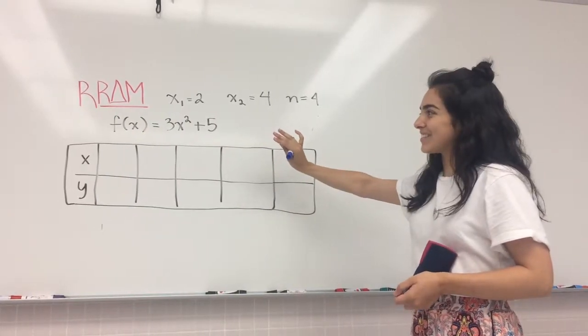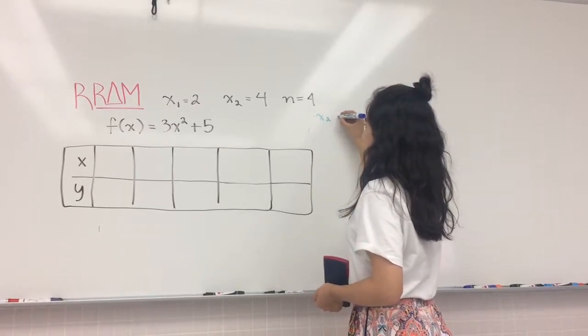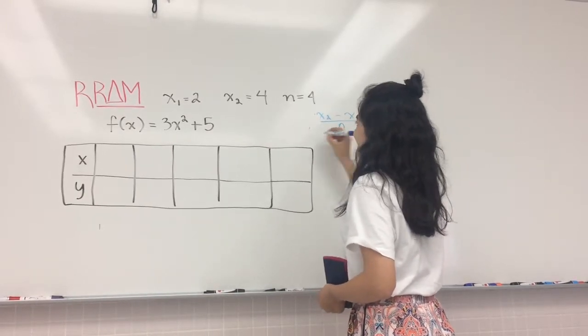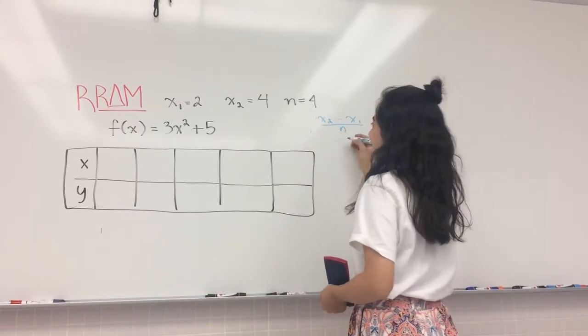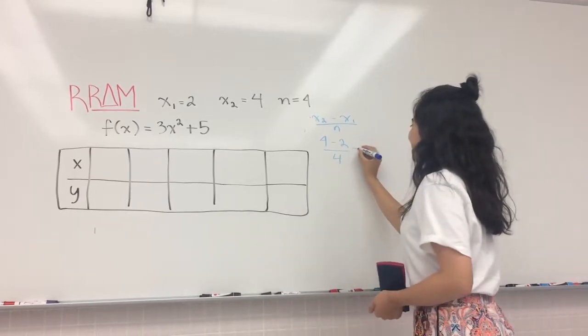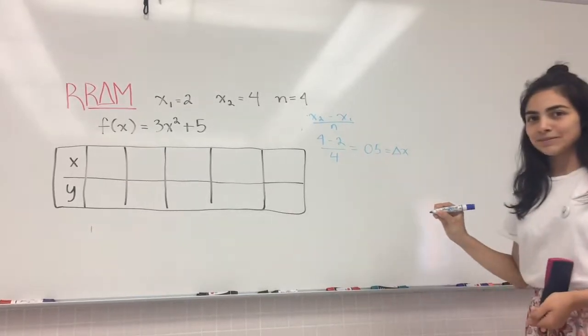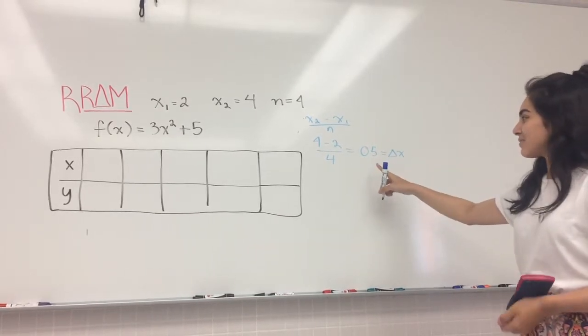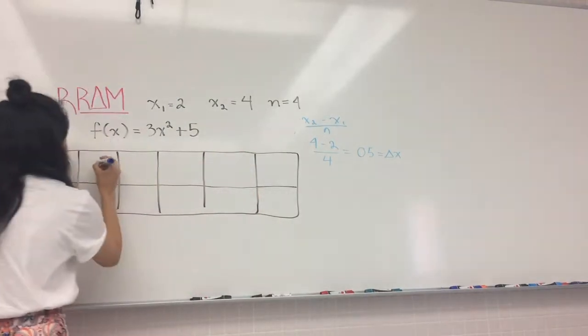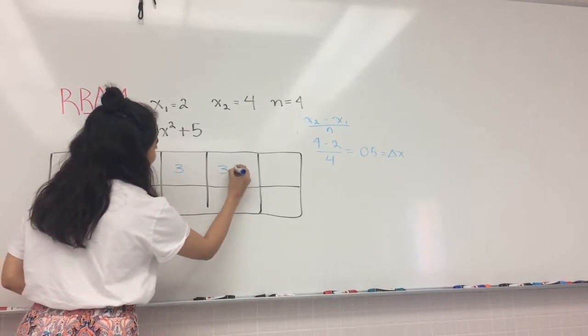Okay, so now we will proceed with the right RAM approximation method. Who wants to show us how to solve it on the board? The first thing we need to do is to get delta x, and that is x2 minus x1 over n. So we have these values here, so the answer would be 4 minus 2 over 4, and that's equal to 0.5. So now that we got 0.5 and we must get from 2 to 4, we're gonna go 2, 2.5, 3, 3.5, and 4.